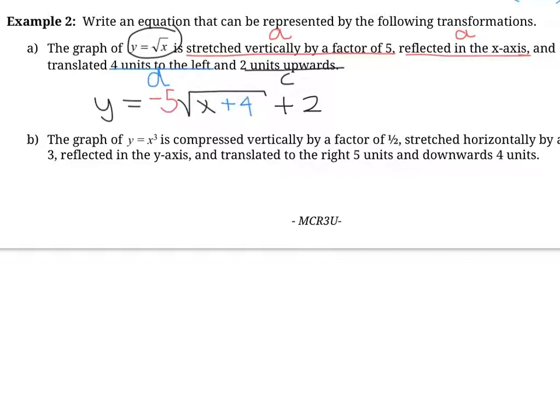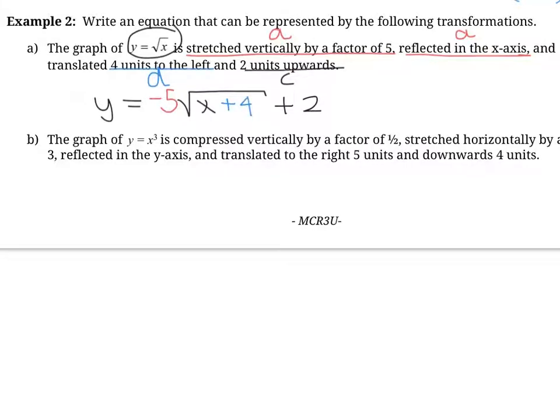So at the end, I just like to check by rereading the function and making sure that it matches this. So we have a vertical stretch by a factor of 5, check, and a reflection in the x-axis, another check. Now we have a shift to the left 4, that's what we were given, and a shift up 2.